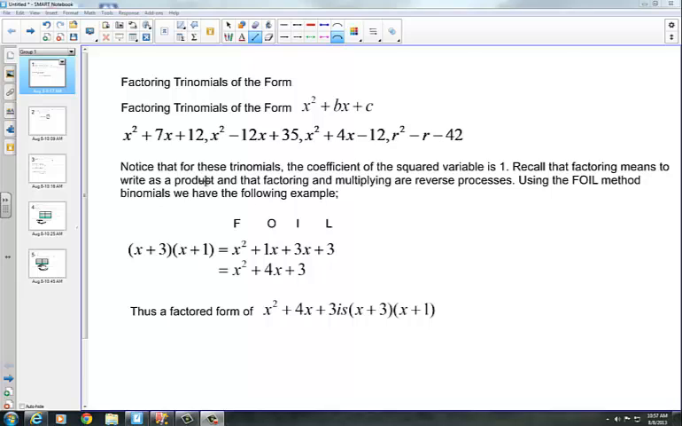Notice that for these trinomials, the coefficient of the squared variable is 1. Recall that factoring means to write as a product, and that factoring is a reverse process of multiplying. Using the FOIL method for binomials, we have the following example. (x plus 3)(x plus 1) equals x squared plus 1x plus 3x plus 3 equals x squared plus 4x plus 3. Thus a factored form of x squared plus 4x plus 3 is (x plus 3)(x plus 1).